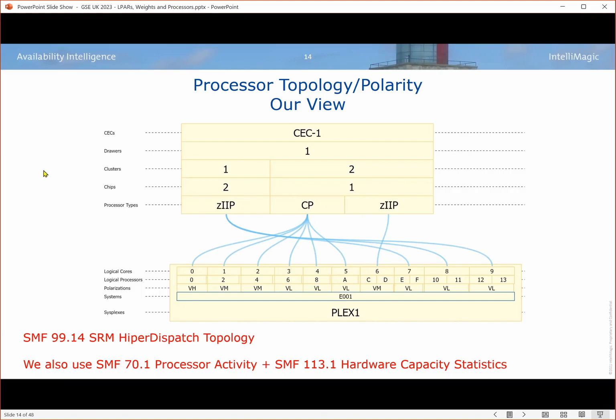Where do we get this data from? The data source is the SMF 99 subtype 14 hyper-dispatch topology. Very interesting information about what our LPAR looks like and where these processors, with their polarity, reside, which means what cache they actually get their instructions and data from, the hierarchy. Now, for our particular case, we also use the RMF 70.1 processor activity records and also the hardware capacity records from the SMF 113 subtype 1.